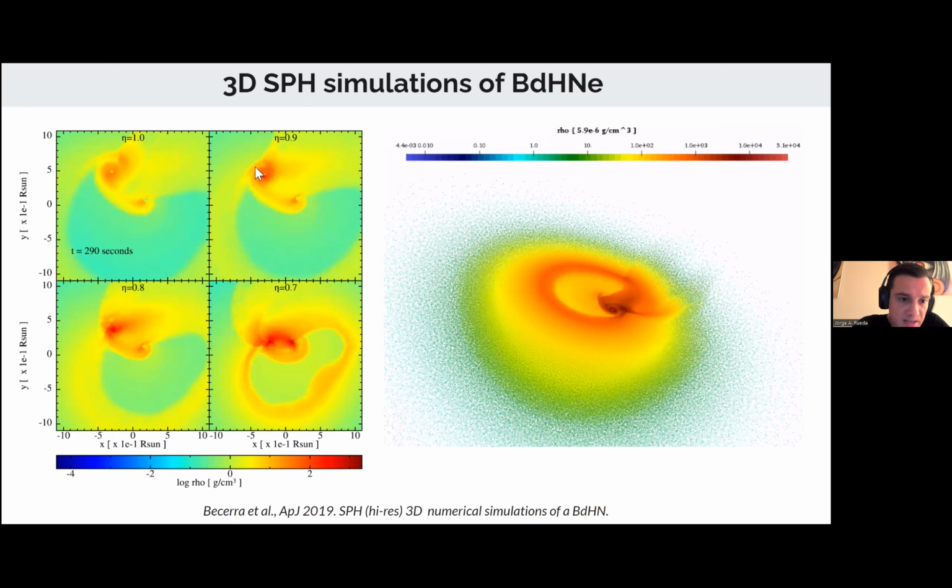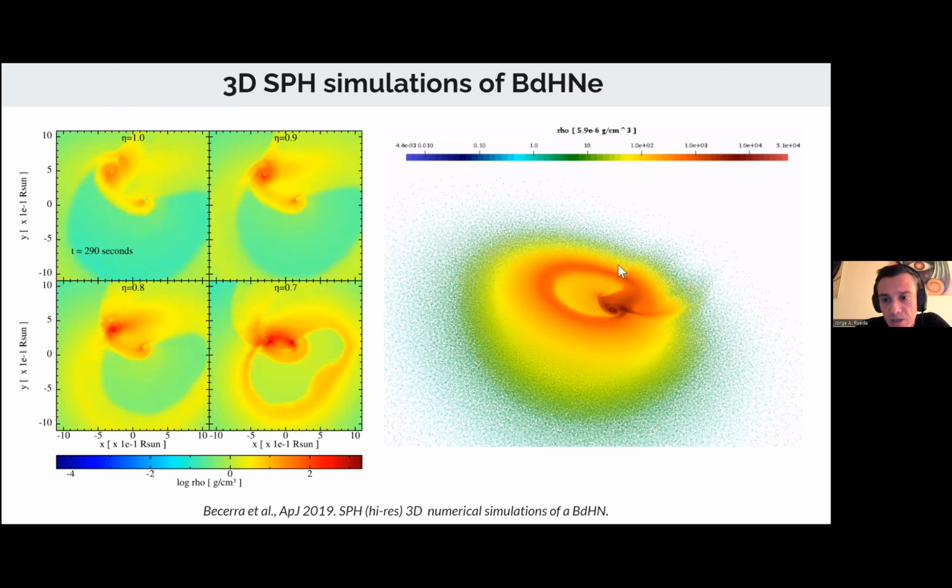I simulated that, including the hydrodynamics effects on both stars, and get the accretion rates on both of them. And also the transfer of mass and angular momentum, and follow the evolution.